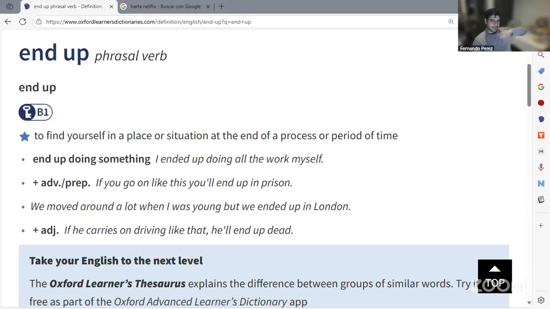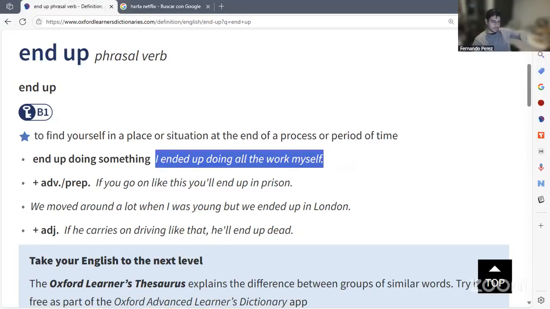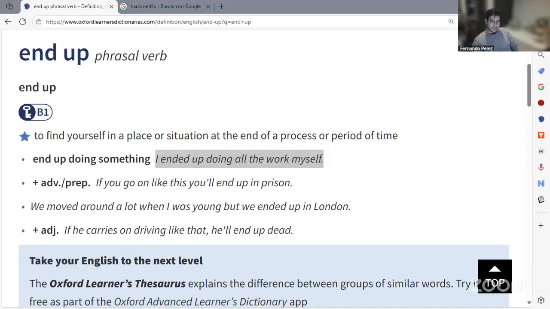For example, if I say, terminé, me gusta este ejemplo. Terminé haciendo todo yo solito. I ended up doing all the work myself. Make sense?